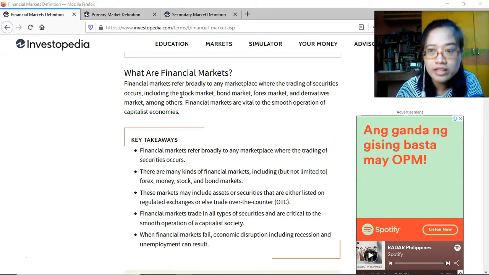broadly to any marketplace where the trading of securities occurs, including the stock market, bond market, forex market, and derivatives market, among others. So it's essentially collectively all the other types of financial markets. Financial markets are vital to the smooth operation of capitalist economies.